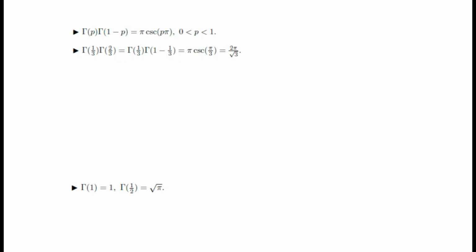Okay, so now we move to the result, that is gamma p into gamma 1 minus p equal to pi cosec p pi. We will use this result often. For this one, gamma 1 by 3 into gamma 2 by 3, you can use the above result with p equal to 1 by 3, and you can easily achieve that this is equal to 2 pi by root 3.